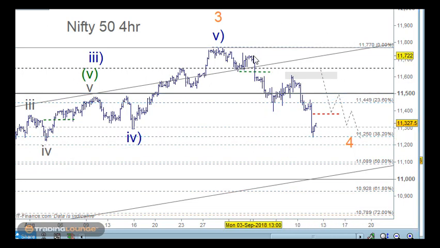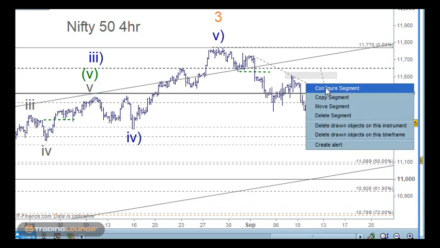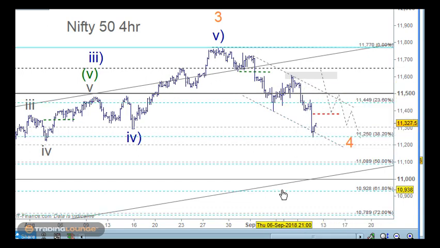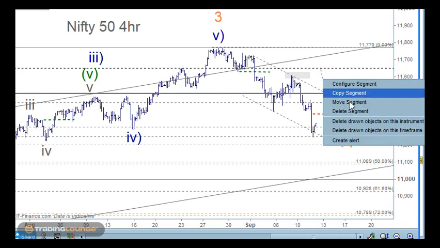And I'll just put, it's always nice to have a trend line. Somehow it just makes you think clearly. Don't need any of this.